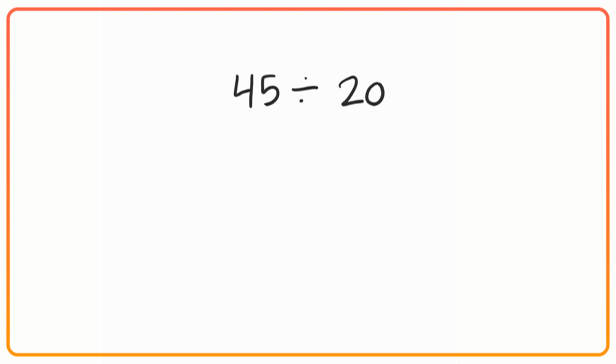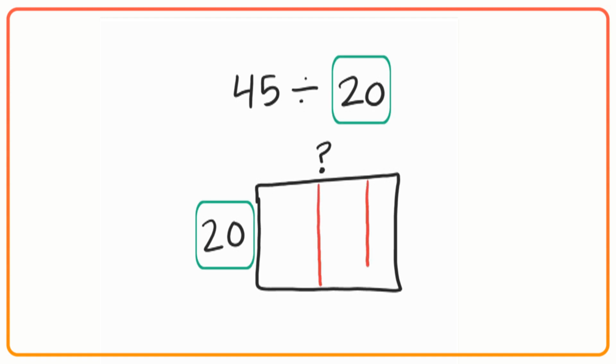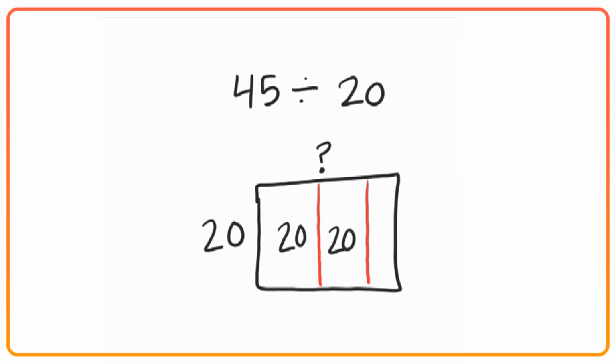For this division problem, we can draw an area model by creating a rectangle with a total area of 45 and a side length of 20. To find the answer to our problem, we want to find the missing side length above. We can break apart, or partition, 45 into as many parts that are divisible by 20. In other words, multiples of 20. One way we can do this is by breaking 45 into 20, 20, and 5 left remaining.